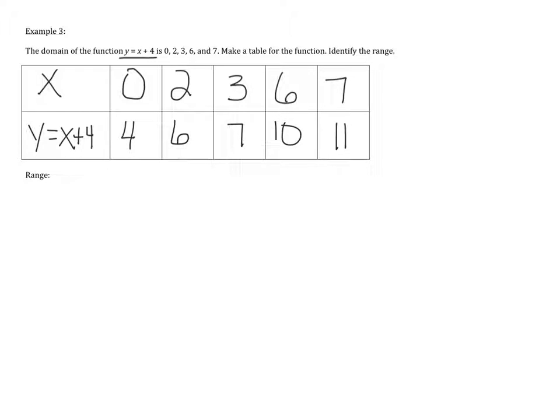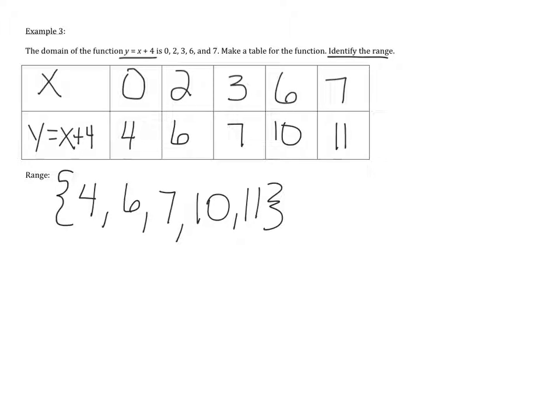So here again, make sure you're doing the whole problem. It also said to identify the range. So we're looking for just the y values, our outputs. So again, this is going to be a set of numbers, so we'll use the braces and put commas in between each of our numbers. So we have 4, 6, 7, 10, and 11, and then close the braces.